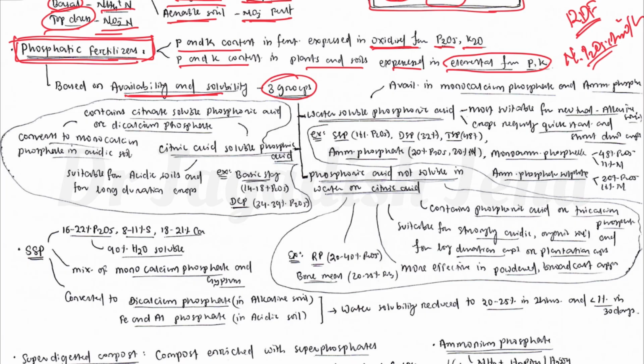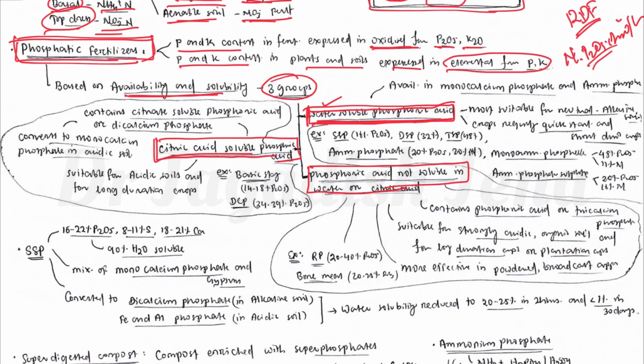One is phosphatic fertilizer containing water soluble phosphoric acid. Second is phosphatic fertilizer containing citric acid soluble phosphoric acid. Then another one is phosphoric acid which is insoluble in both water and citric acid. So what is the relevance of this and what are the examples? Let's discuss. First one is water soluble phosphoric acid.